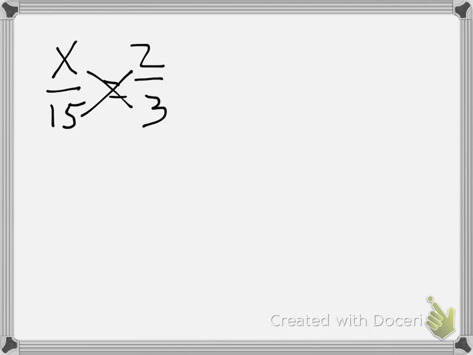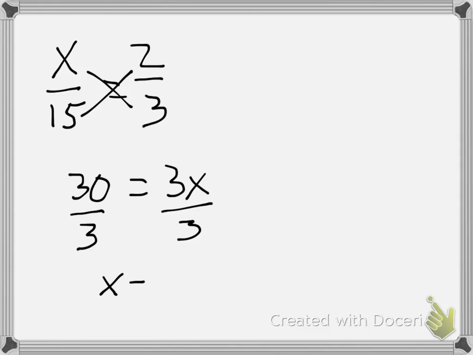So for instance, if we took x over 15 is equal to 2 over 3, we're going to cross multiply these two and solve for x. So we multiply 15 times 2 and we get 30 equals 3 times x, which is 3x. Now we'll divide by 3, and we get x equals 10 as our final answer. So all we did there was cross multiply to solve our problem.